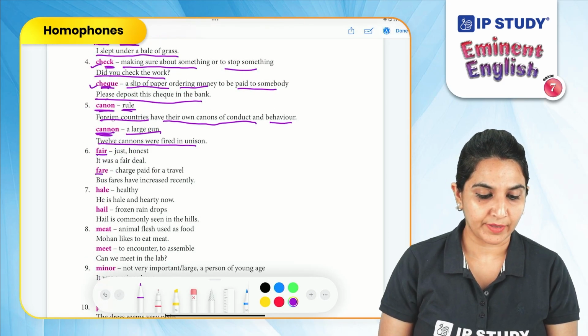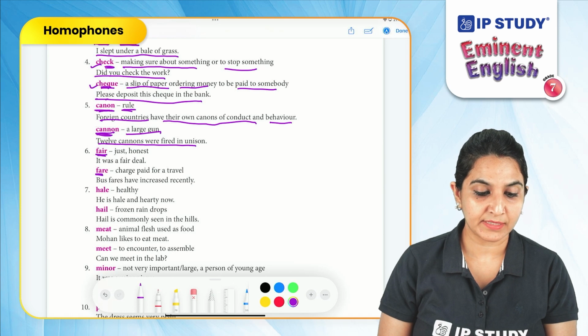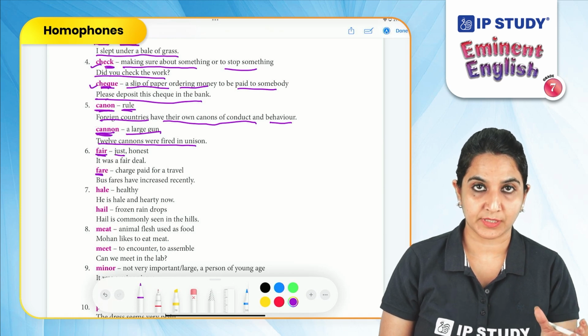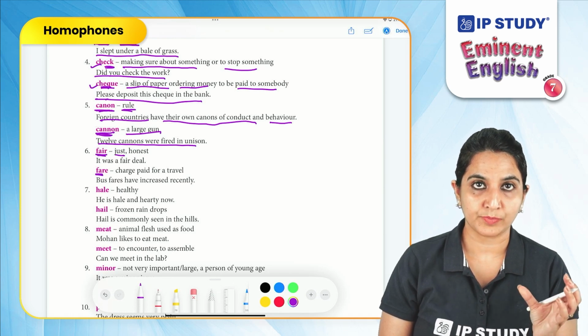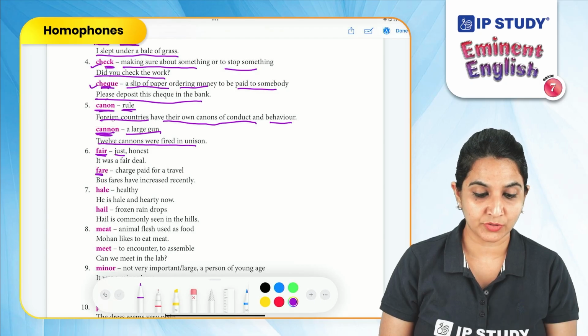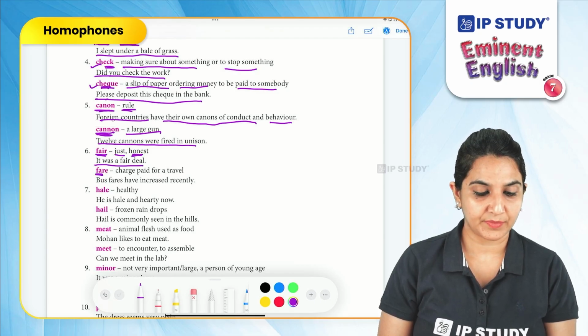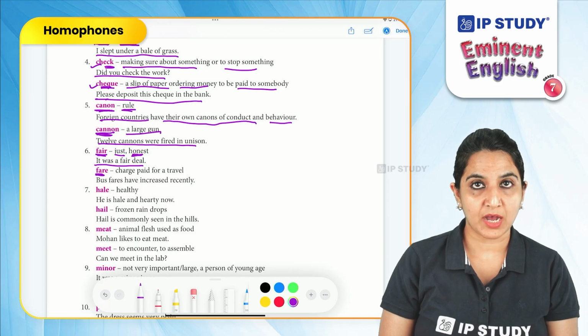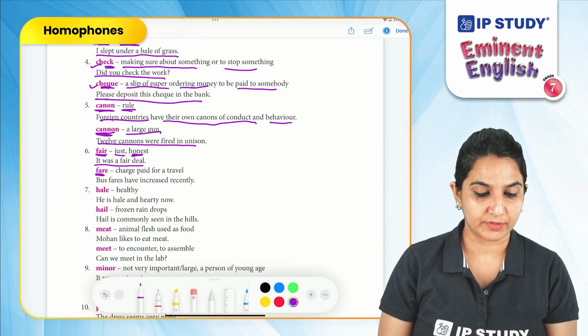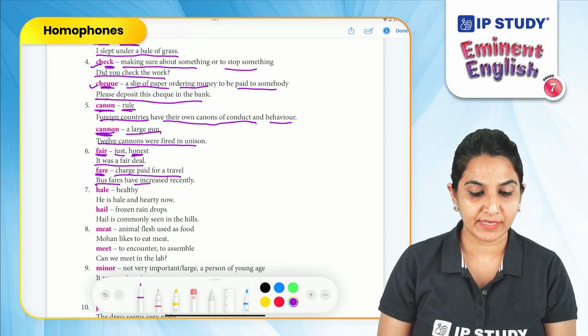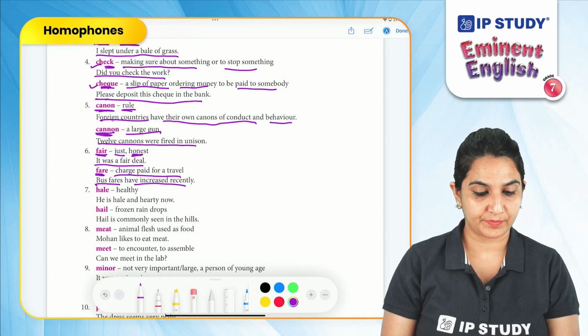Fair. This fair means just, the person who is doing justice or who does a justified action, honest. It was a fair deal. This fare means the charge that you pay for a travel. The charge paid for a travel. Bus fares have increased recently.